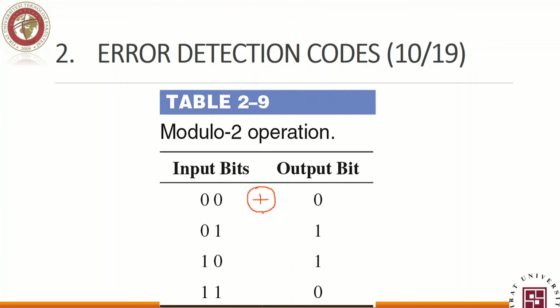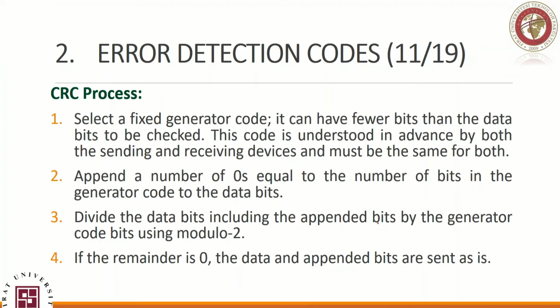An easy way to remember them: when the input bits are the same, the outcome is 0, 0, 0. When the bits are same, the outcome is 0. When the bits are different, 0 XOR 1 or 1 XOR 0, then the output is 1. It's easy. If 0 XOR 0 or 1 XOR 1, the bits are same, 1 and 1 are same, 0 and 0 are same, then the output is 0, otherwise it is 1. That's how we apply it.